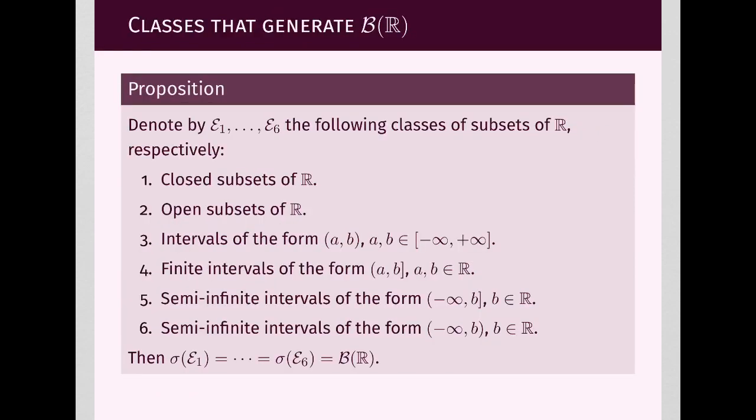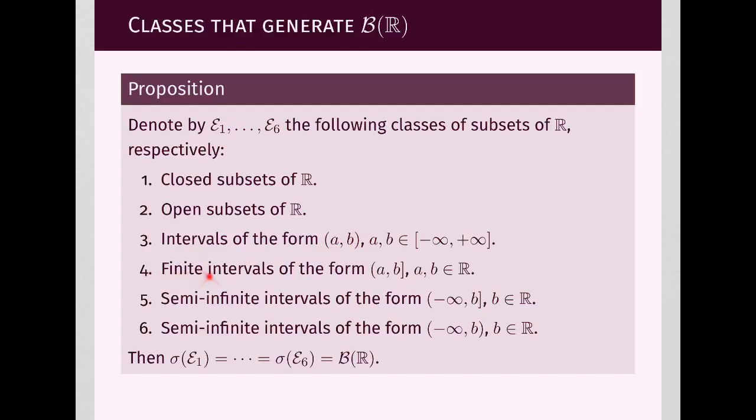There are many different ways to generate the class of Borel sets B of R. Here I'm listing only a few of them, just six different ways to generate the family of Borel sets of the real line. We consider these six classes of subsets of R. First, closed subsets of R. Second, open subsets of R. Third, the class of open intervals where A and B are allowed to take infinite values. So these will be open intervals which may be infinite or not.